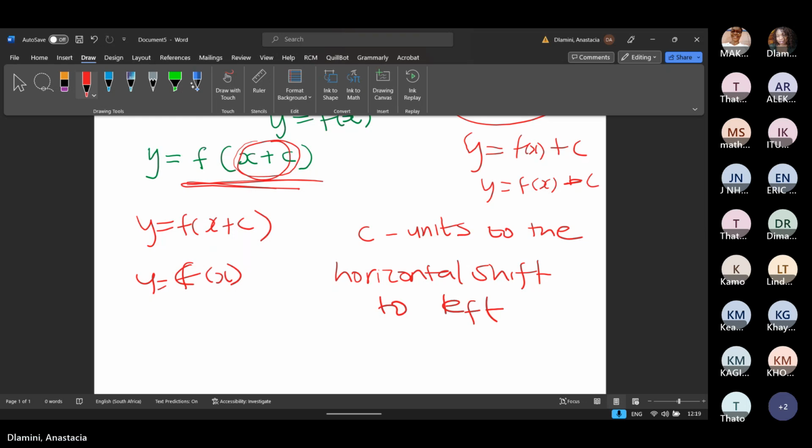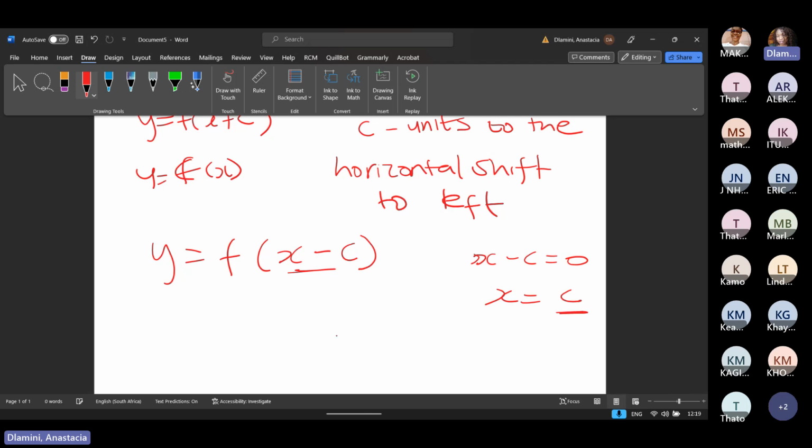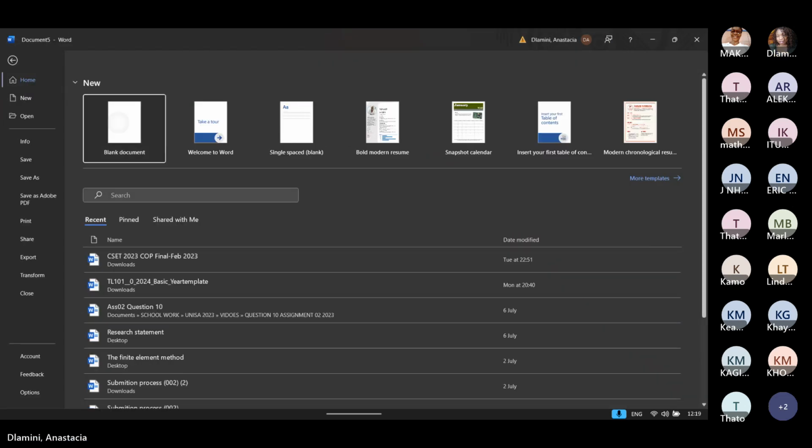Now, if you have y equals f of x minus c, it means that you are shifting horizontally to the right, because if you take this and say x minus c equals 0, your x is equal to c. So if c is positive, you're shifting it to the right. Are we sorted? Yes, ma'am.